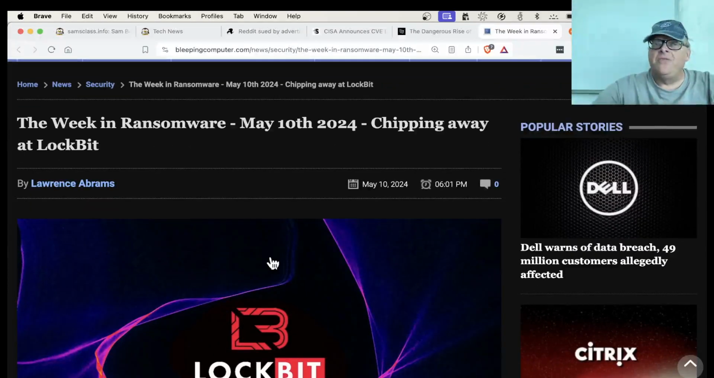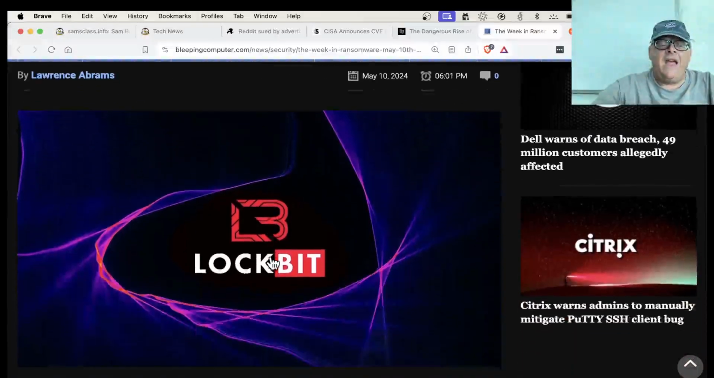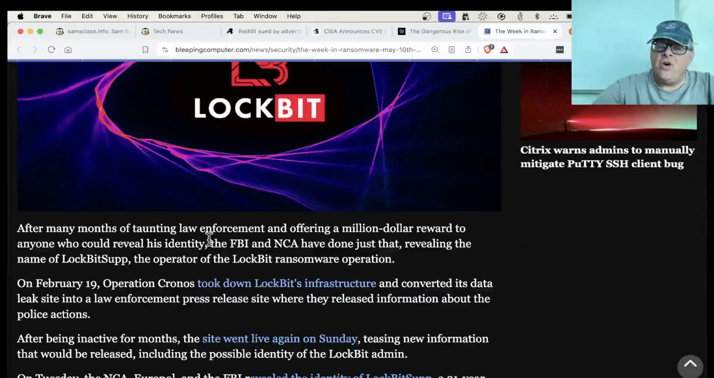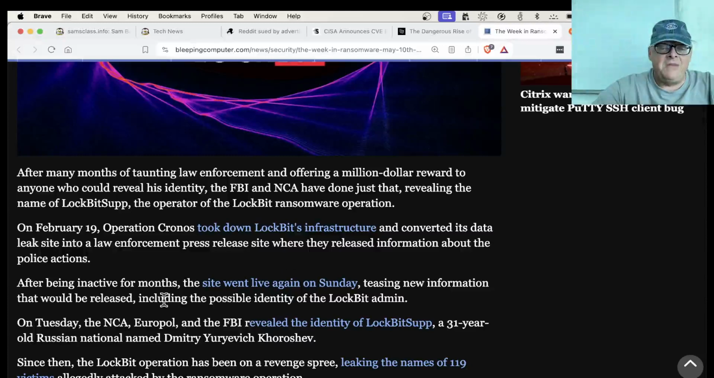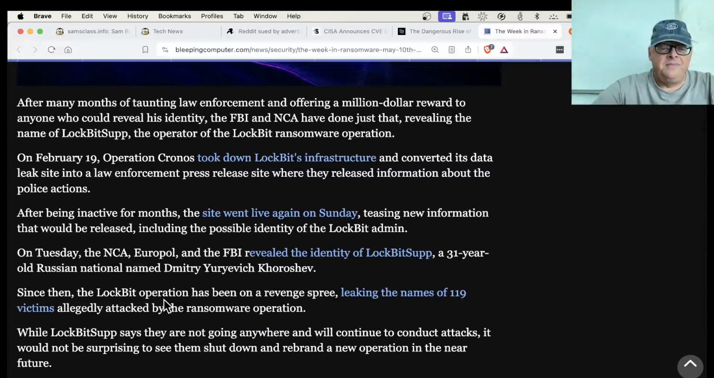Lockbit is one of the famous ransomware operators, and I didn't know the founder had been taunting law enforcement and offering a $1 million reward to anyone who could find him. Well, the FBI has now found him. I don't know if he's going to get the $1 million reward, but anyway, they caught him. At least they had revealed his identity.